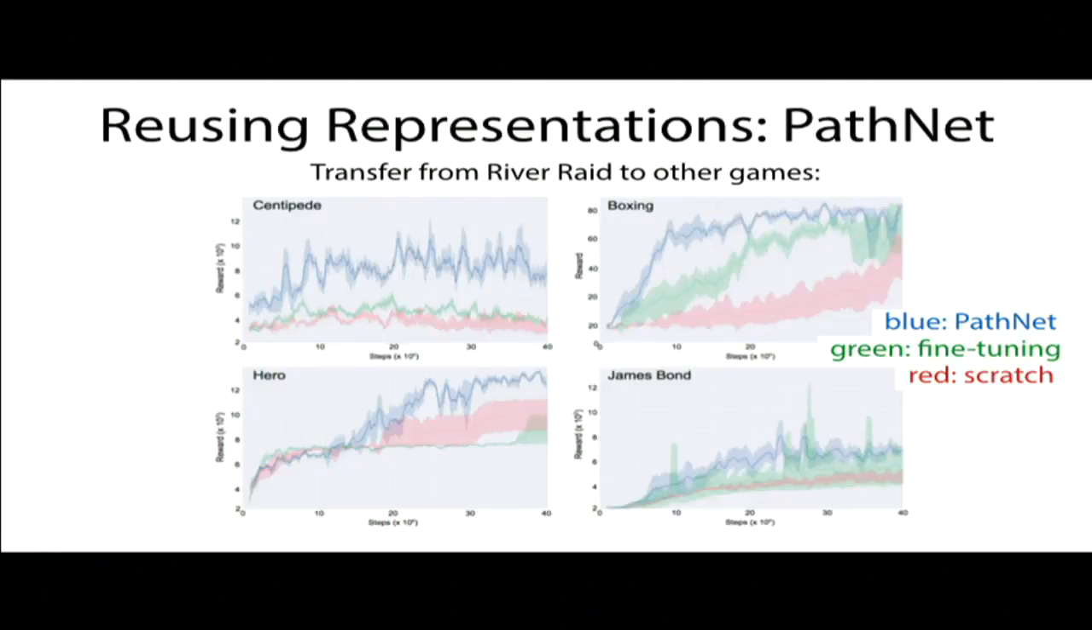They showed that this is able to work well for transfer from River Raid to other games. So it seems like River Raid is a game that's useful for transfer in general. Here, red is training from scratch, green is fine-tuning, and blue is using PathNet. In many scenarios, it is able to get some benefit from transferring.